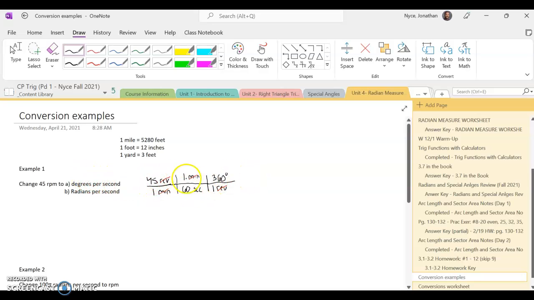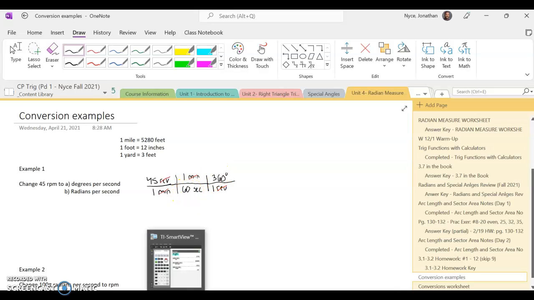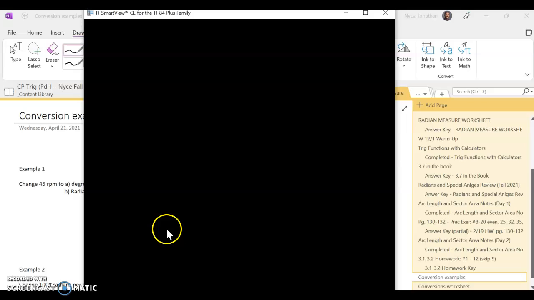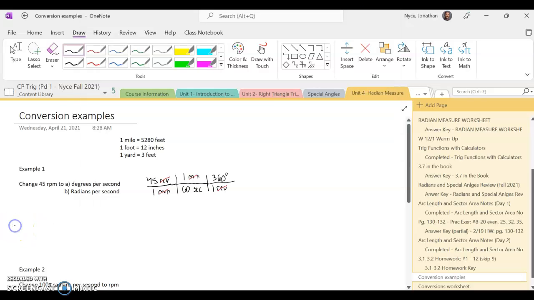So we're just going to do 45 times 360 divided by 60. I have that set up here in the calculator, if that opens. The calculator is not appearing. Anyway, if you set up the fractions and do 45 times 360 in the numerator and then divided by 60 in the denominator, that's going to give you 270, and it's going to be degrees per second.